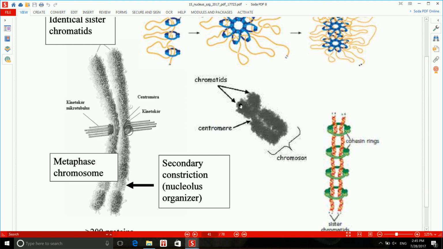And they have, of course, arms and legs. And at the end of their arms and legs, their ends are called telomeres. So telomere, centromere. And the areas around the centromere and at the telomere are composed of constitutive heterochromatin.